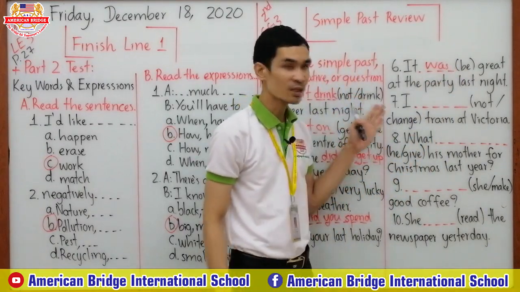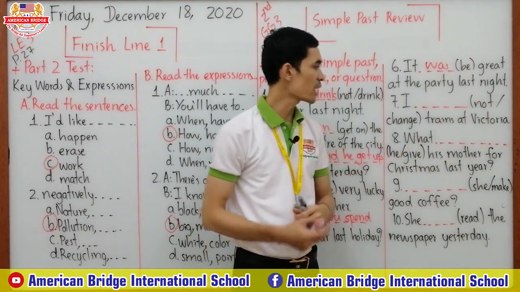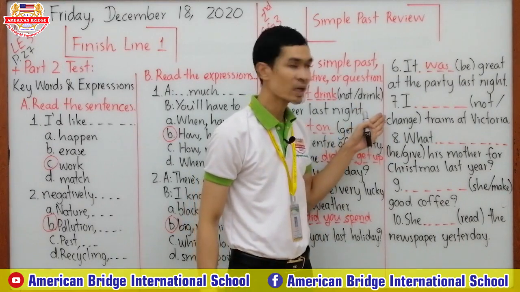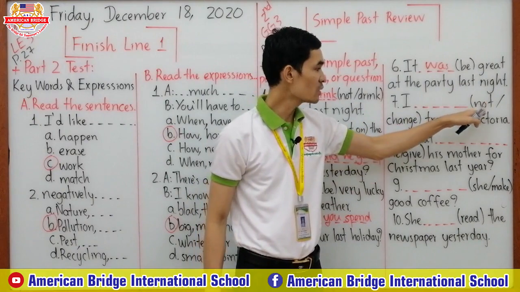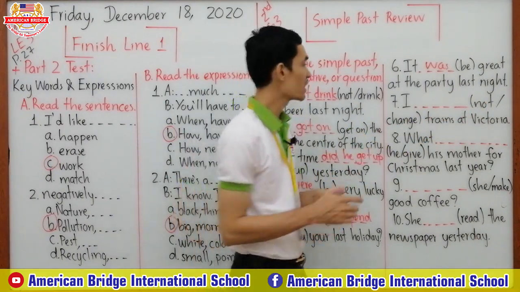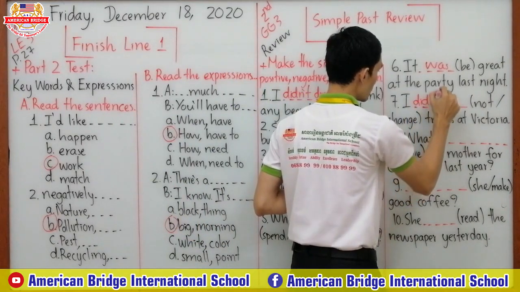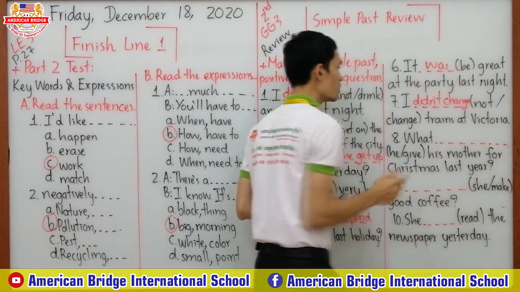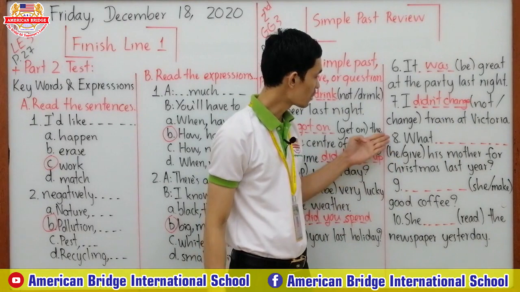Okay, let's continue. I blank not change trains at Victoria. Okay, so here you can see this one must be negative. You see the word not, right? So negative, didn't. Okay, didn't change. Use the simple verb. Okay, so now let's continue to number 8.